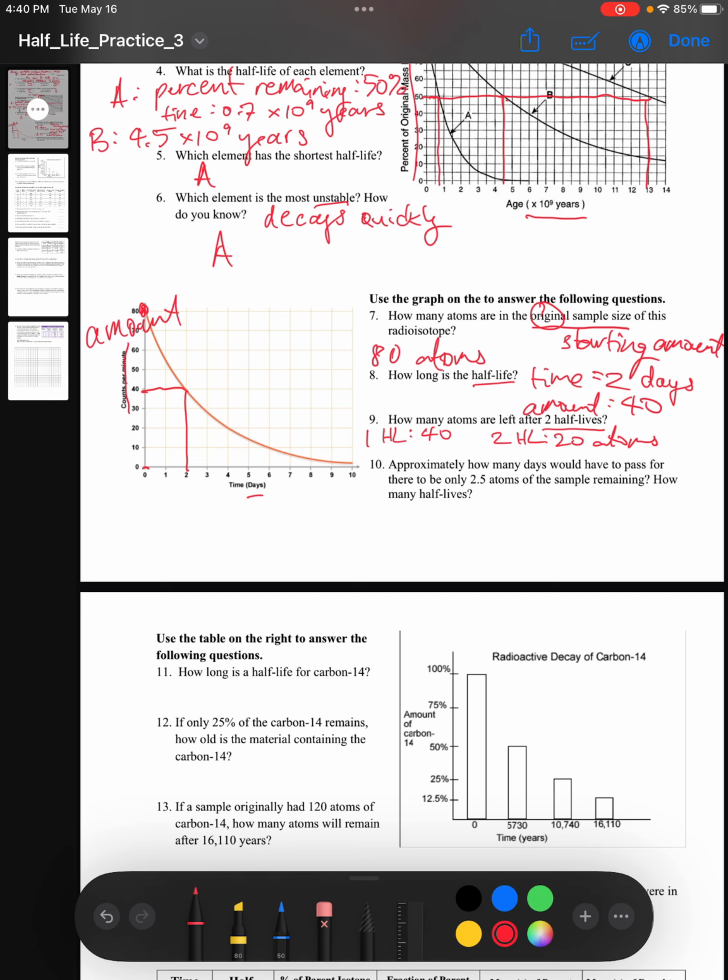Approximately how many days would have to pass for there to be only 2.5 atoms of the sample remaining? How many half-lives? Let's do half-lives, atoms. After 1 half-life, there are 40 atoms. After 2 half-lives, there are 20 atoms. After 3 half-lives, there are 10 atoms. After 4 half-lives, there are 5 atoms. After 5 half-lives, there are 2.5 atoms. So it would take 5 half-lives.